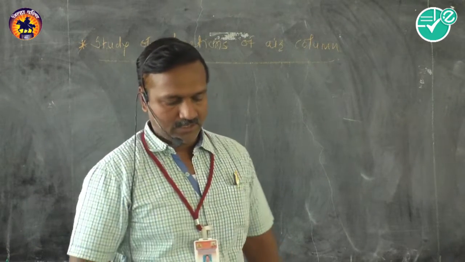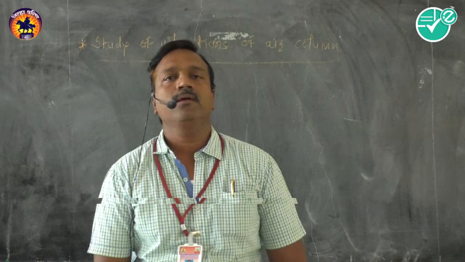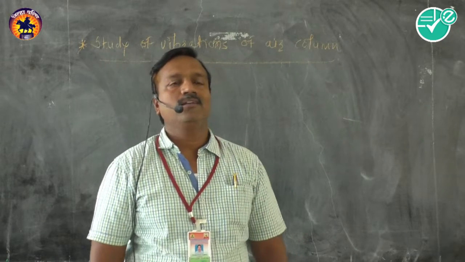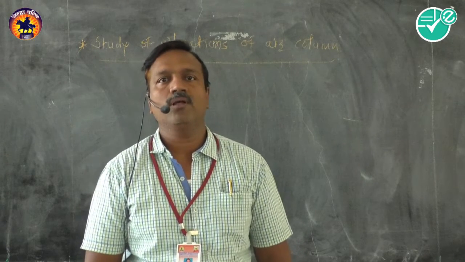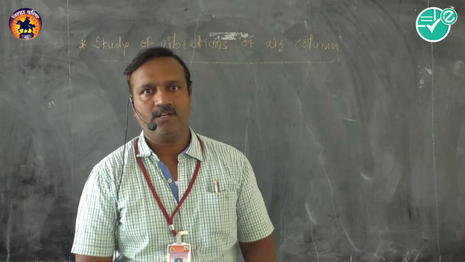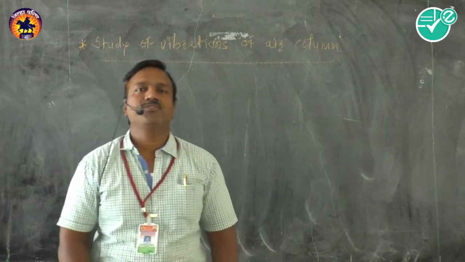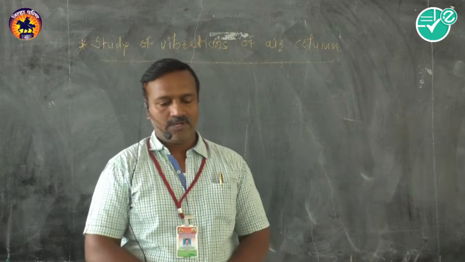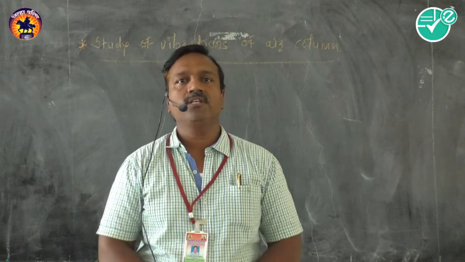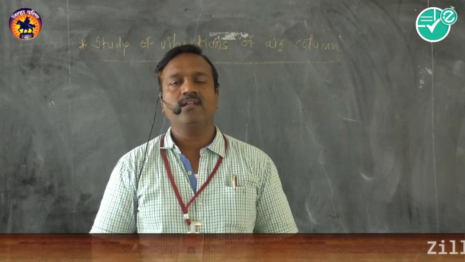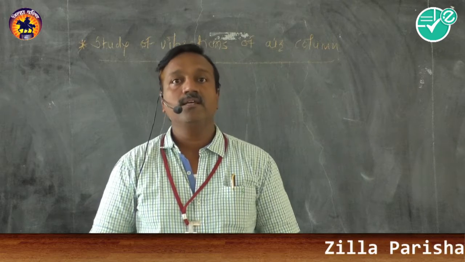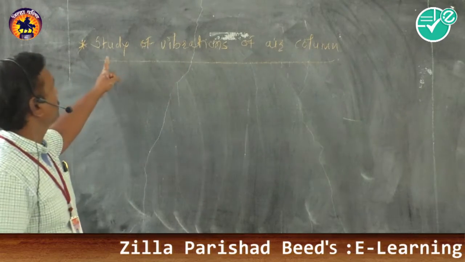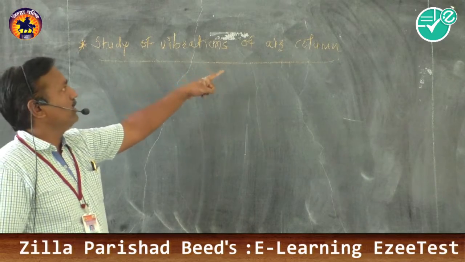Now what happens? Generally we know that a body is going to vibrate with its natural frequency or a forced frequency. Later on we are going to see what the natural frequency and forced frequency are. But one must know that whenever the body vibrates with its own natural frequency, then it is a natural one. We are going to study the vibrations of air column.